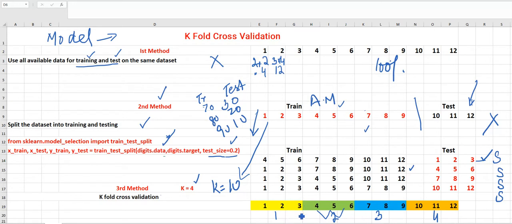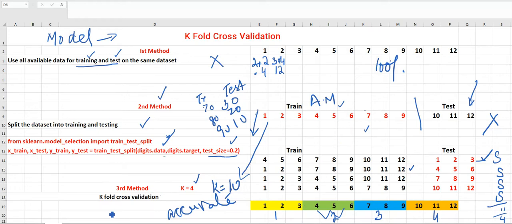See, each and every question has a chance to be tested and a chance to be included in the training data set. At the end you have to total all the scores, take the average and divide by 4. Not always 4: whatever the value of k is, you divide by it to get the mean or average. This will give us an accurate result, or you can say a good model.